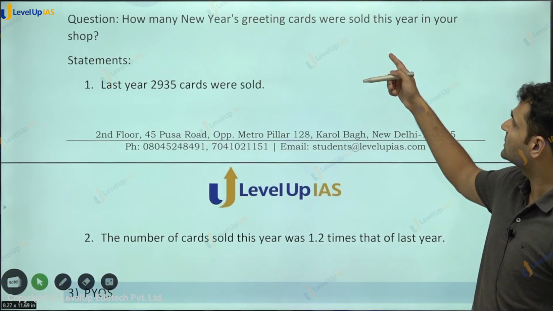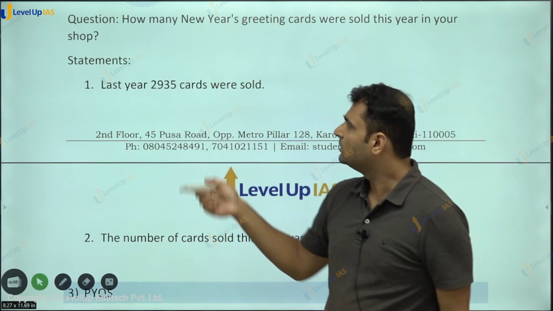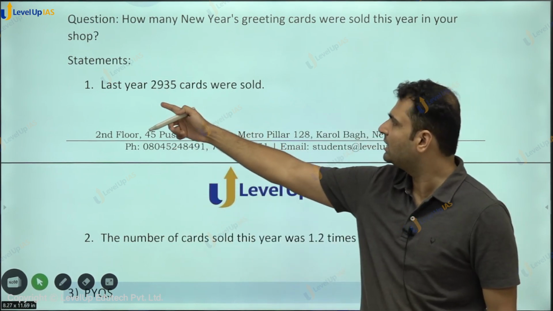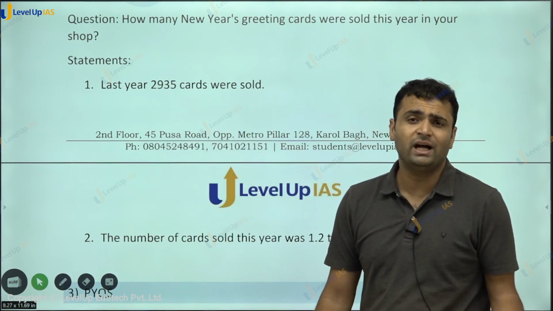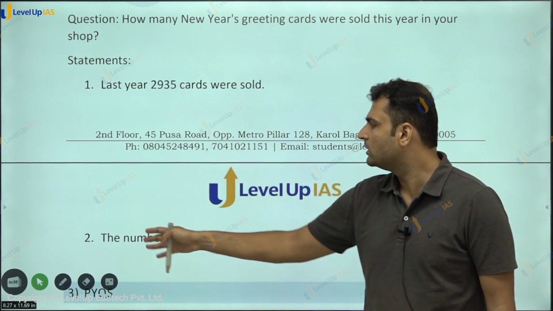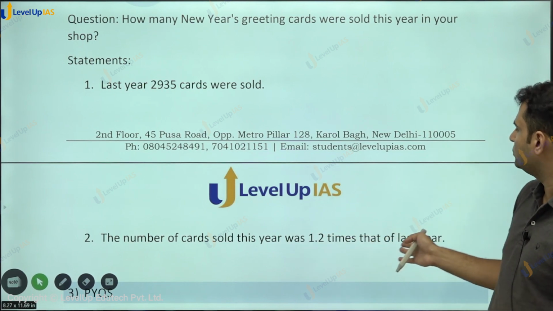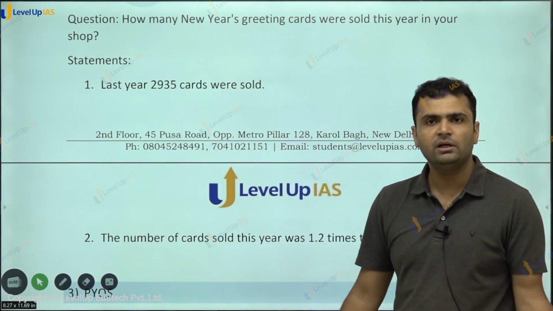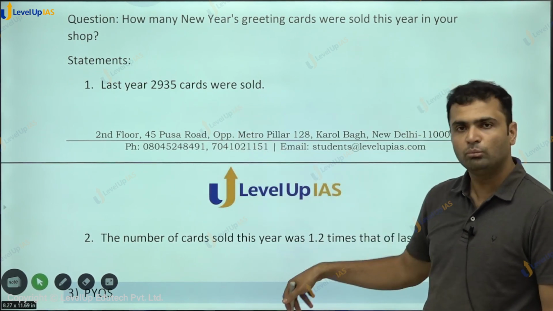How many New Year's greeting cards were sold this year in your shop? How many greeting cards were sold this New Year? First statement, last year these many cards were sold. Can we find out this year's cards based on that? No, not useful so far. Secondly, the number of cards sold this year was 1.2 times that of last year. So this into 1.2 can be the answer. So if you combine both the pieces of information, then only you can find out. So you need both.